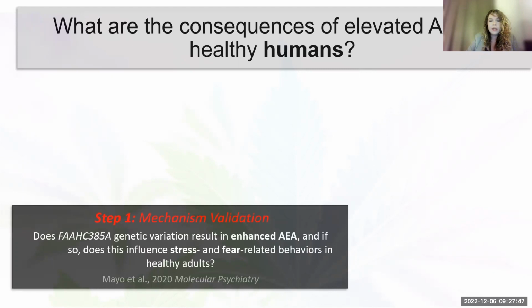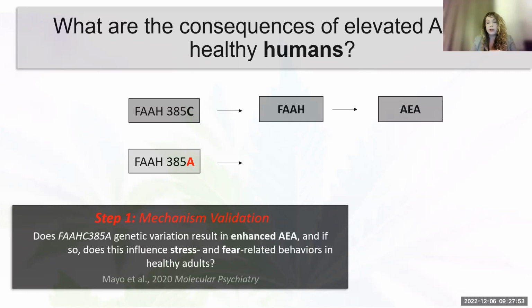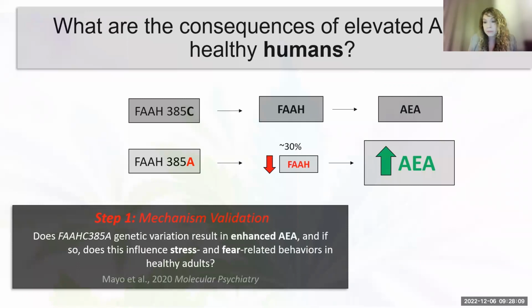And interestingly, there is a SNP within the FAAH gene. If you're a carrier of this variant A allele, what happens is you encode a FAAH protein that's 30% less active. So it's not quite as good at its job of chewing up anandamide. So these individuals have more anandamide at baseline. So here we have people who already exist that are walking around with higher anandamide, and we can say, what are the behavioral consequences of that?